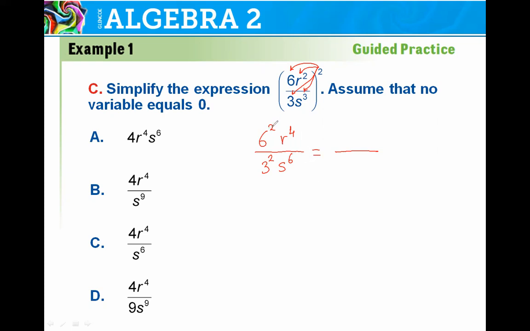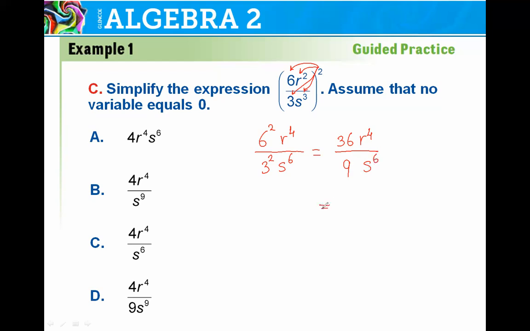You can simplify further by getting the numbers. 6 power 2 is what? 6 power 2 is 36. So it's 36, and r power 4 as it is. And 3 power 2 is what? 9. It's 9, and we have s power 6. Now, is this the simplest form?